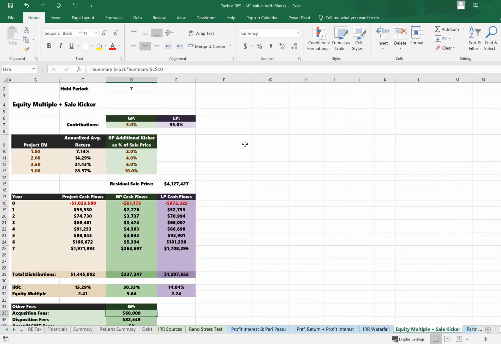And then the final partnership model is just one that I've seen that's not used very commonly, but I thought it's very interesting. Again, you'll put in the contribution amount for both the GP and the LP. But this one has a kicker, a sale kicker that's based on the project equity multiple. So you can set equity multiple thresholds and then set a percentage of the residual sales price that you'd get as the GP if you accomplish whatever project equity multiple you stipulate to the left. So if the project achieves a 3%, you would get a 10% kicker on top of whatever your contribution split is on the back end of the deal. So 10% of this residual sales price.